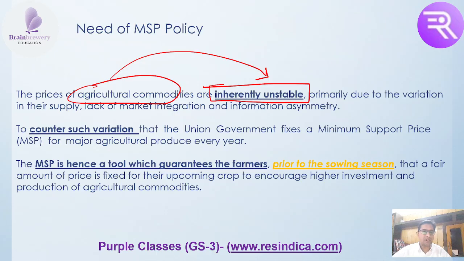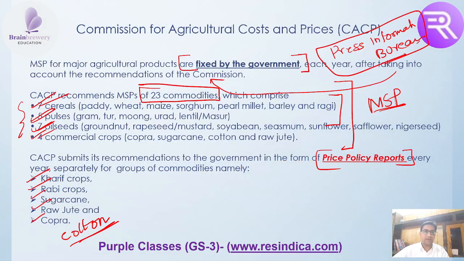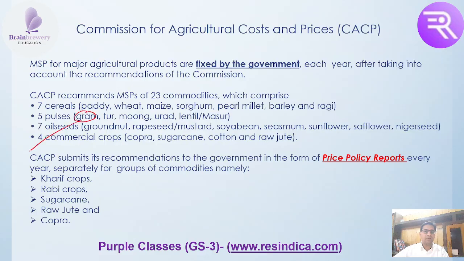So that is why, to counter such variation in the agriculture pricing market, the government has come with the concept of MSP. Every year during every sowing season, the government comes with the pricing mechanism. Before the sowing season, it guarantees the farmer that for this crop we are providing this much money. Like, if the government says that for gram we will provide 7,200 per 100 kg, and for maize we will provide this much money, that is the guarantee the government is providing.